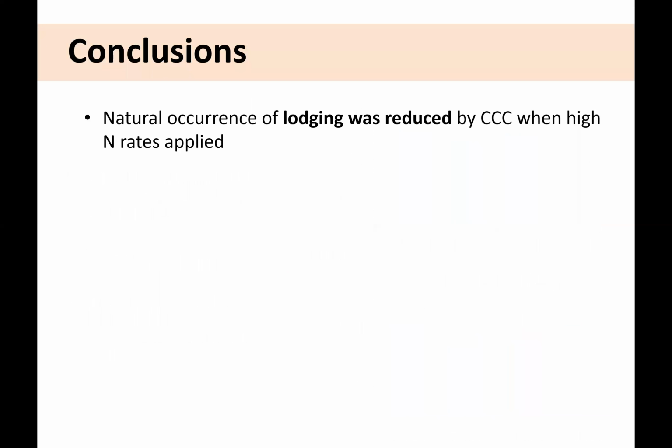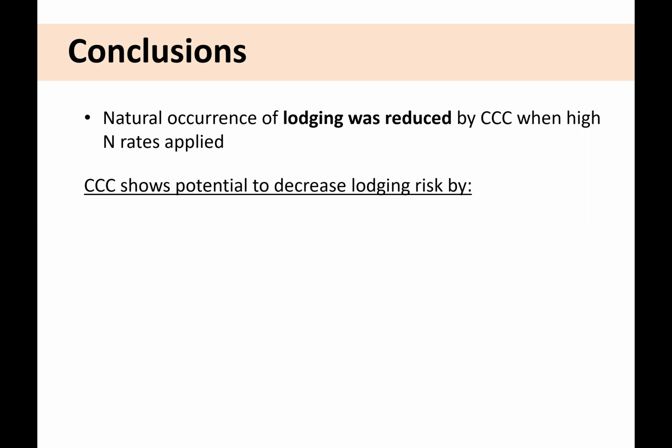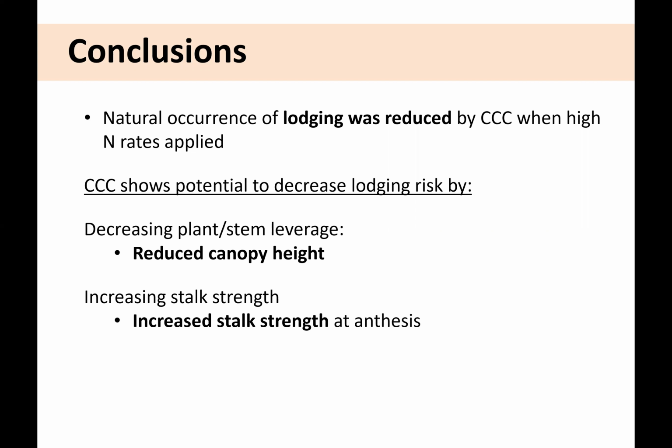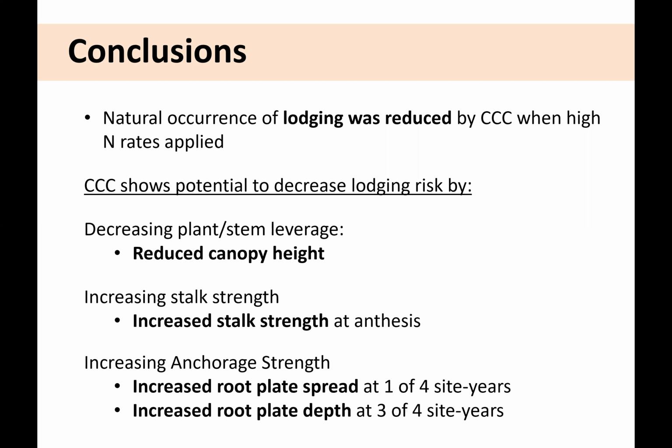So in conclusion, natural occurrence of lodging was reduced by CCC at 1 site when high nitrogen rates were applied. Chlormequat chloride showed potential to decrease lodging risk by decreasing the plant stem leverage. It did this through reducing the canopy height. Also increasing stalk strength. Stalk strength was increased at anthesis, but not maturity. And then also there is potential for increased anchorage strength. Root plate spread was increased at 1 out of 4 sites and increased root plate depth at 3 out of 4 sites.